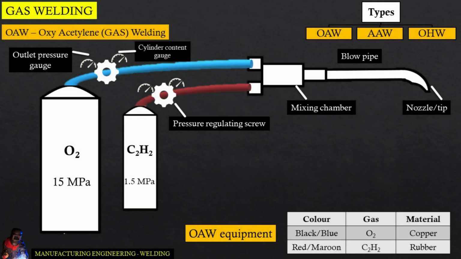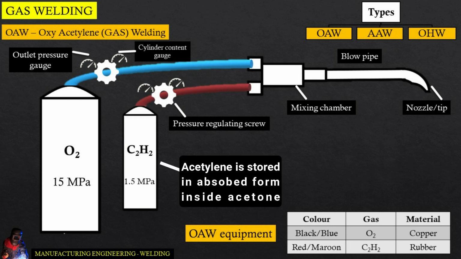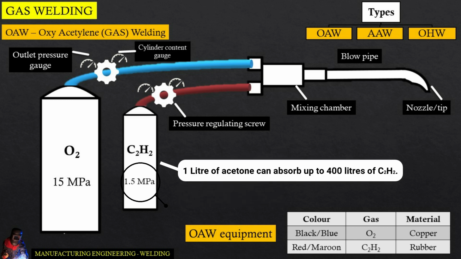Now, since acetylene is highly reactive, it is stored inside a cylinder in absorbed form with acetone. It remains absorbed in acetone, and at 1.5 megapascal, 1 liter of acetone can absorb up to 400 liters of C2H2.